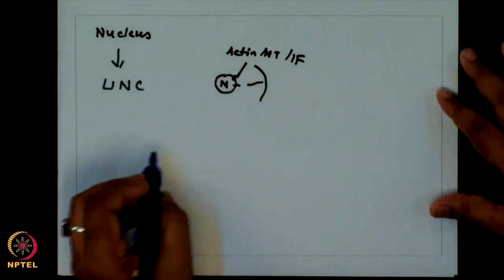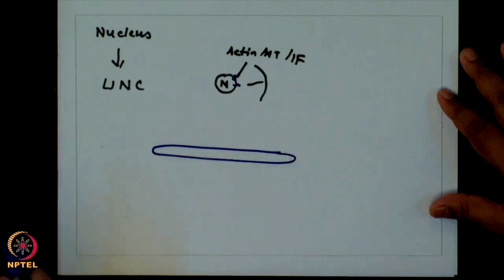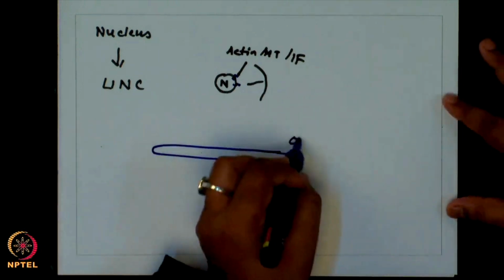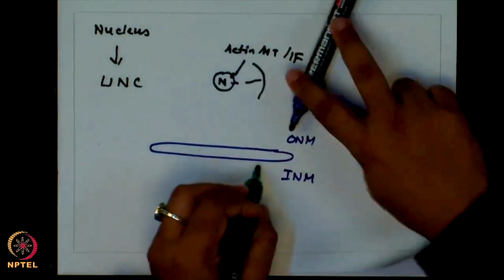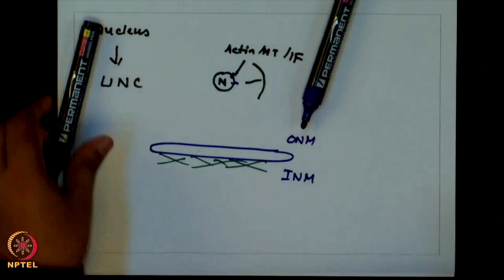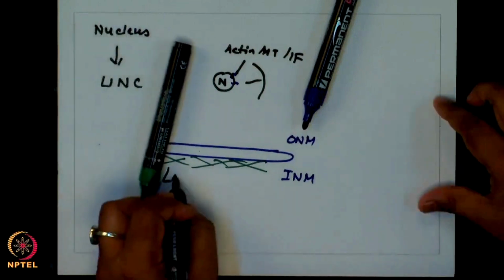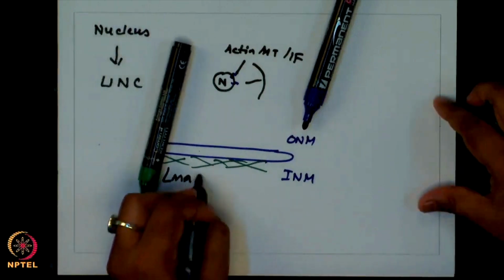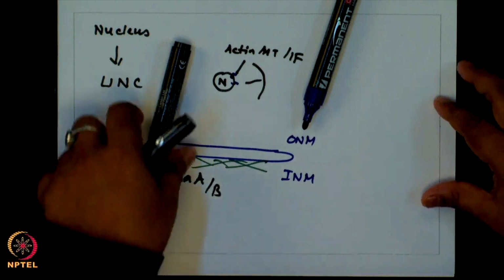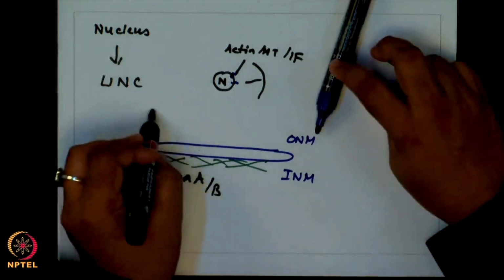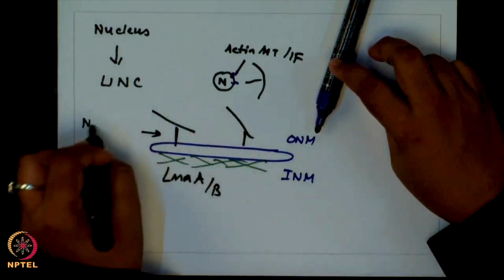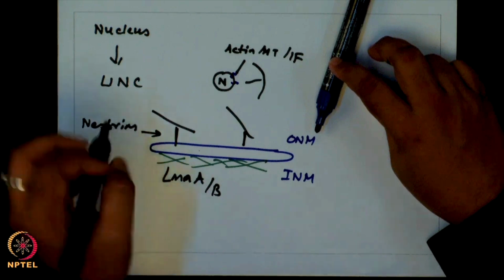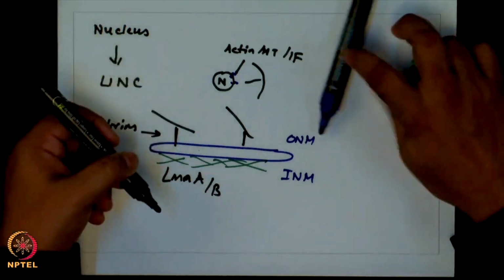If I zoom in, the nucleus actually is a double membrane system. You have the outer nuclear membrane and the inner nuclear membrane. Inside the inner nuclear membrane you have the network of lamin proteins. These include lamin A and B. And outside, towards the cytoskeleton, you have these links which are mediated by nesprins. So, this establishes a direct physical connection from outside the nucleus to the inside of the nucleus.